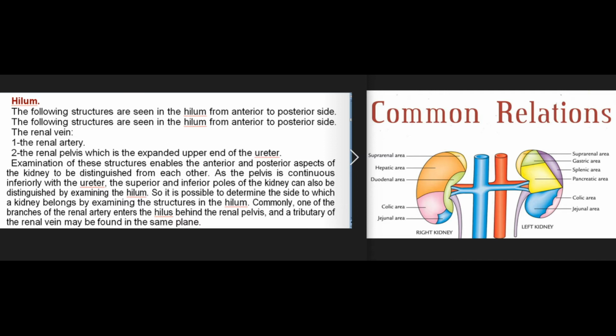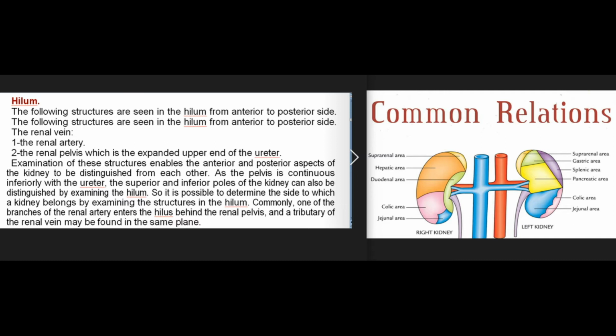3. The renal pelvis, which is the expanded upper end of the ureter. Examination of these structures enables the anterior and posterior aspects of the kidney to be distinguished from each other. As the pelvis is continuous inferiorly with the ureter, the superior and inferior poles of the kidney can also be distinguished by examining the hilum. So it is possible to determine the side to which a kidney belongs by examining the structures in the hilum.